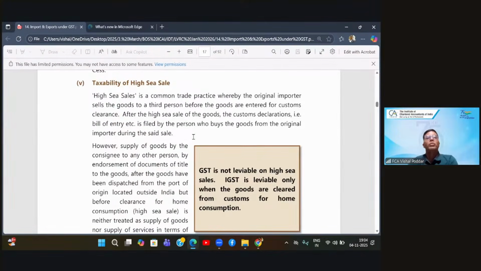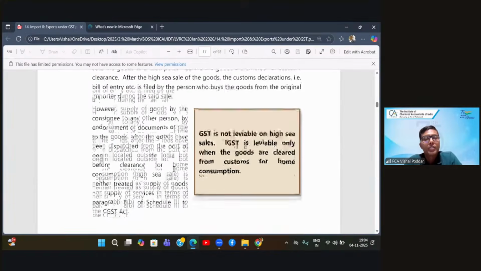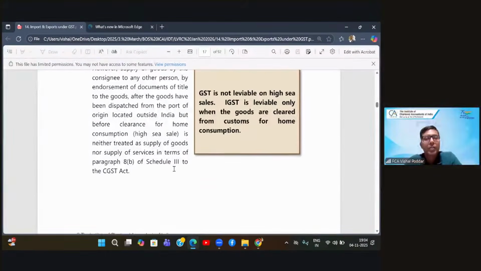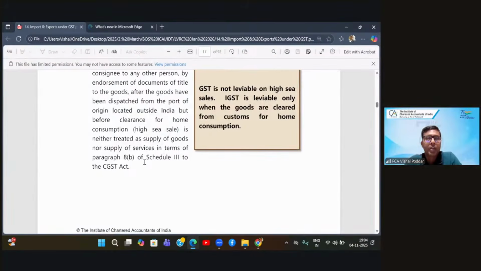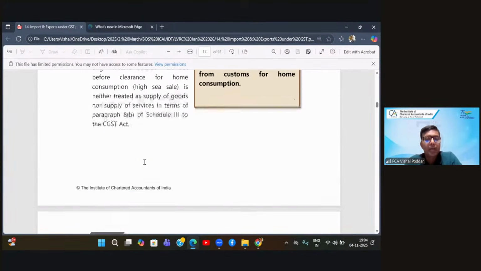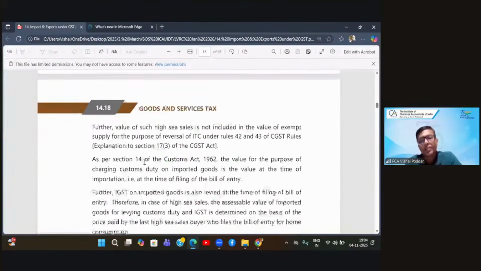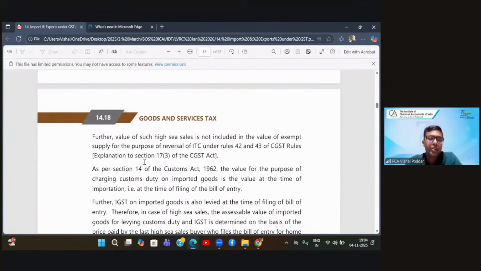IGST or what? So for this, in the initial period when the GST law was introduced, there was a lot of confusion. Later on, Schedule 3 was amended to include Entry 7. And Entry 8B, not 7, sorry, Entry 8B specifically covered this in Schedule 3, treating the high seas sales as outside GST, because it is treated neither as supply of goods nor as supply of service.